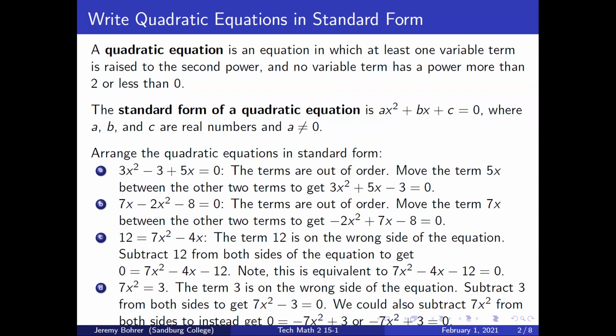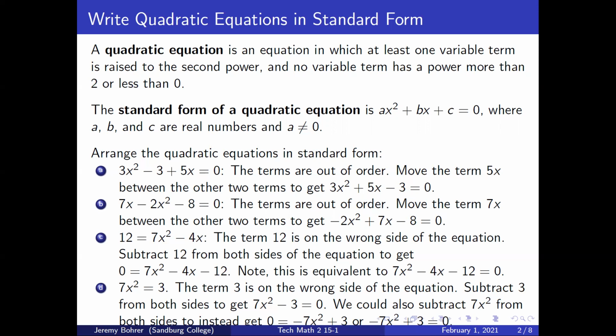Arrange the quadratic equations in standard form. 3x squared minus 3 plus 5x equals 0. The terms are out of order. Move the term 5x between the other two terms to get 3x squared plus 5x minus 3 equals 0. 7x minus 2x squared minus 8 equals 0. The terms are out of order. Move the term 7x between the other two terms to get negative 2x squared plus 7x minus 8 equals 0.